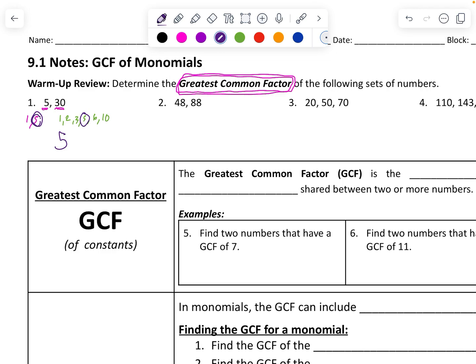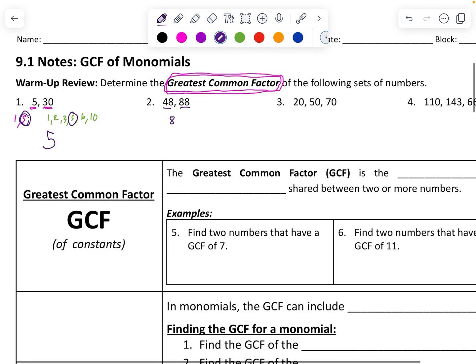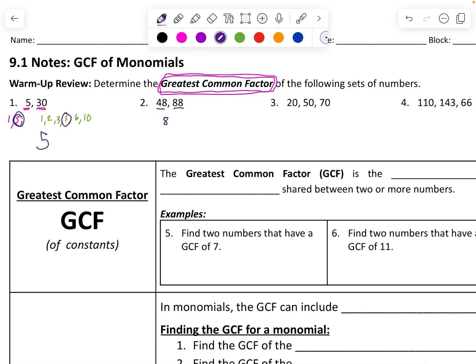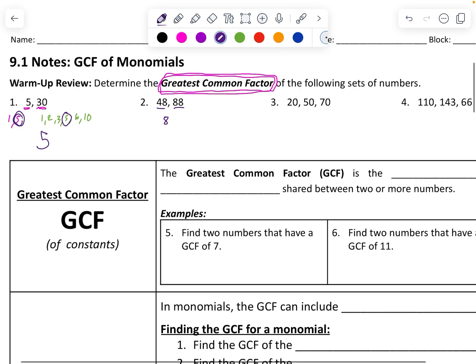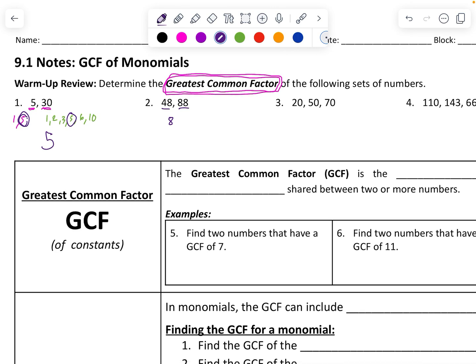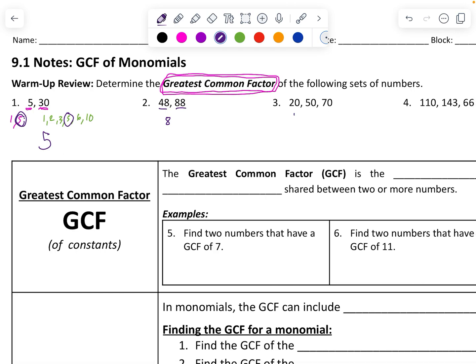You can have a multiplication chart. That's a helpful tool to use on these if you have one, or just trying with your calculator. 48 and 88. I know that 6 times 8 is 48, and I'm curious if each of those go into 88. Turns out 8 does go into both of those. I'm pretty sure that's the greatest common factor. Again, we can go quickly through these, and we can break them down as much as you want to if you have questions on them. 20, 50, 70, those all end in 0, so I know 10 goes into all of those. And my other question would be something like 20. Does 20 go into each one? Nope. So it is 10.